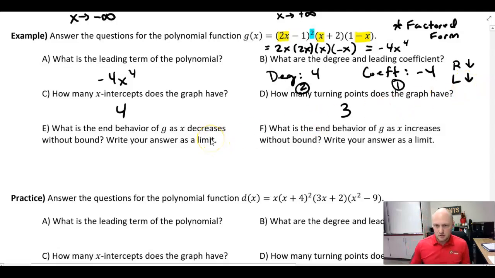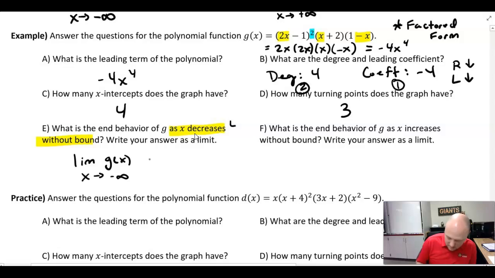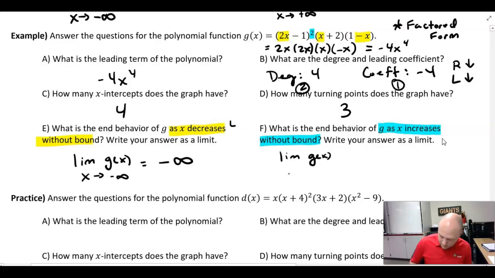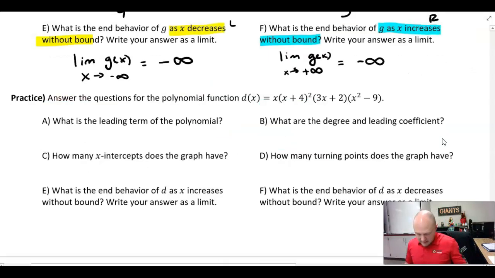So let's go ahead and answer E and F. What is the end behavior of g as x decreases without bound? They're asking us in mathematical language, what's the left end behavior? So the limit of g of x as x decreases without bound is equal to negative infinity. Left side goes down. Next one. What is the end behavior of g as x increases without bound? This is the right side. The limit of g as x approaches positive infinity, that's the right side, is also going down. There you have it.